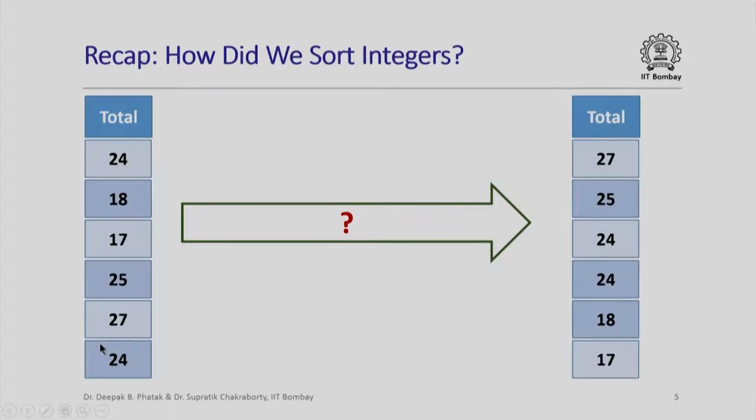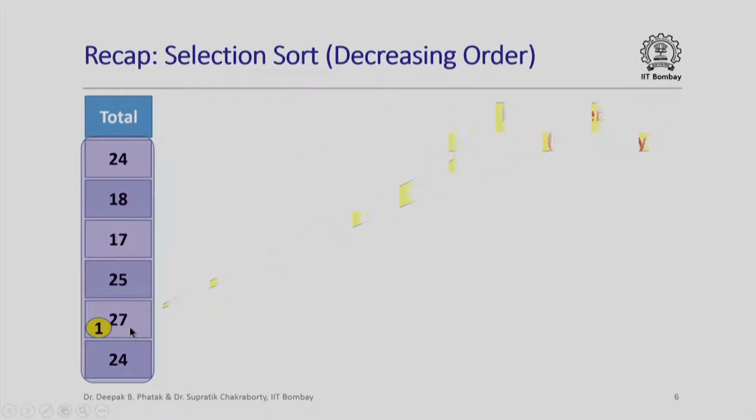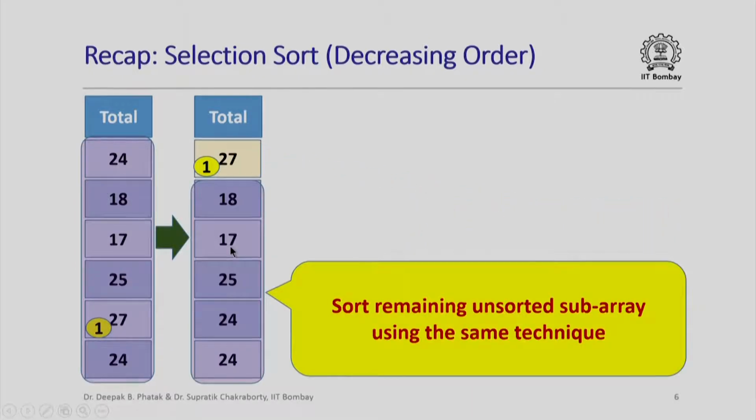Here is an unsorted array of integers, and we have seen techniques how to convert it into a sorted array of integers where the sorting is in decreasing order. In selection sort, where we wanted to sort the array in decreasing order, how did we go about our business? We first selected the largest element in the unsorted subarray. Since we want decreasing order, we selected the largest element. Then we put this selected element at the top of our subarray of interest, and then we said that we have a remaining problem and we wanted to sort the remaining unsorted subarray using the same technique.